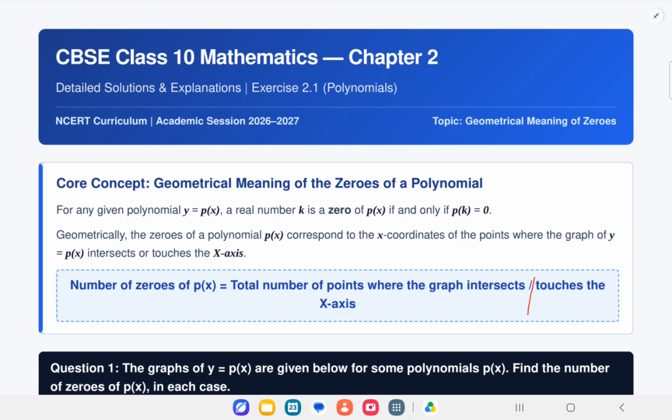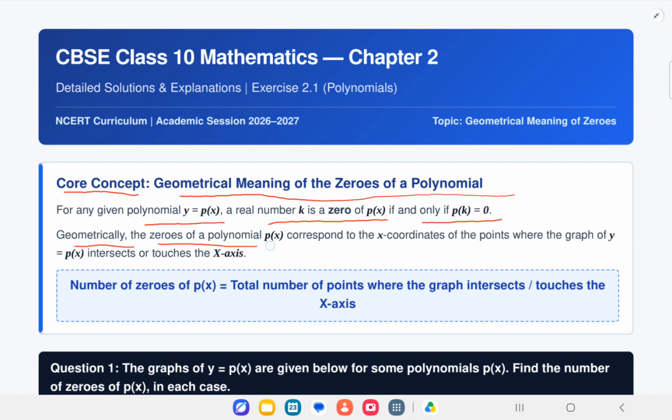Now we will understand the geometrical meaning of zeros. See here, the core concept behind the geometrical meaning of the zeros of a polynomial. For any given polynomial y is equal to p(x), a real number k is a zero of p(x) if and only if p(k) is equal to 0. This is a simple definition.